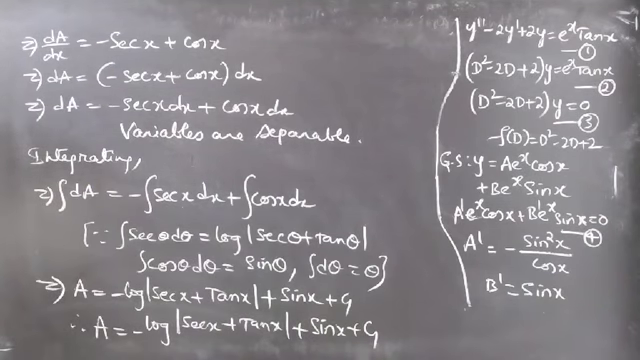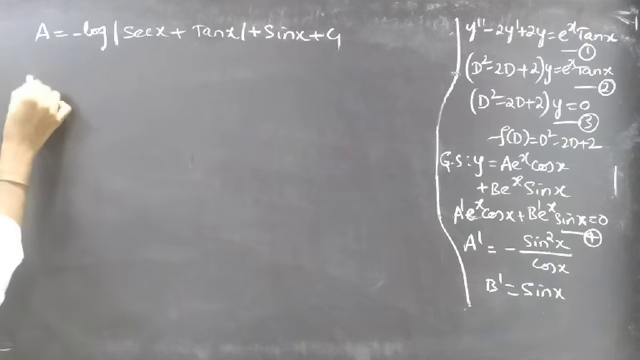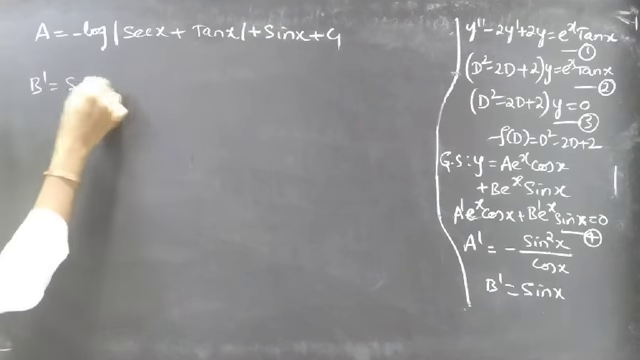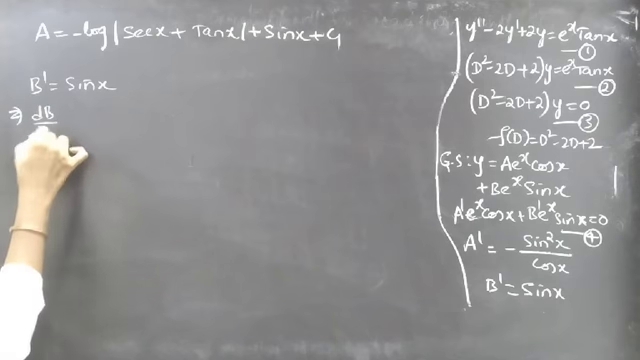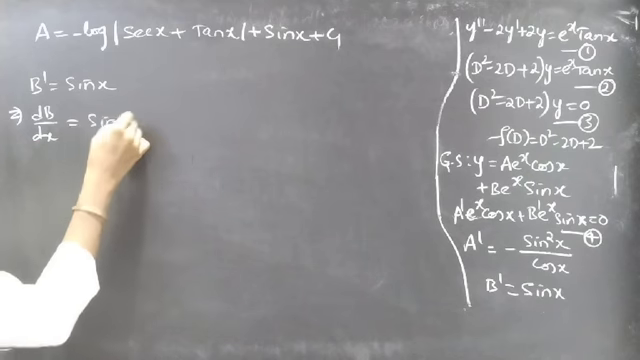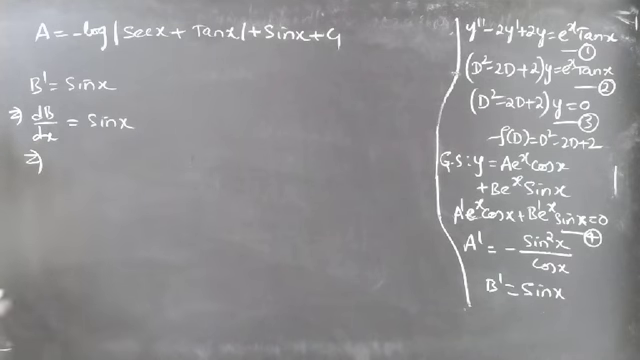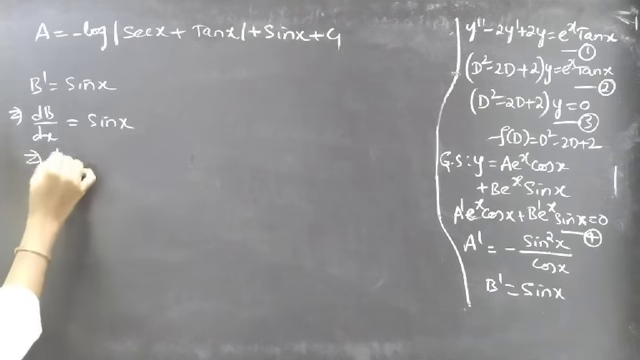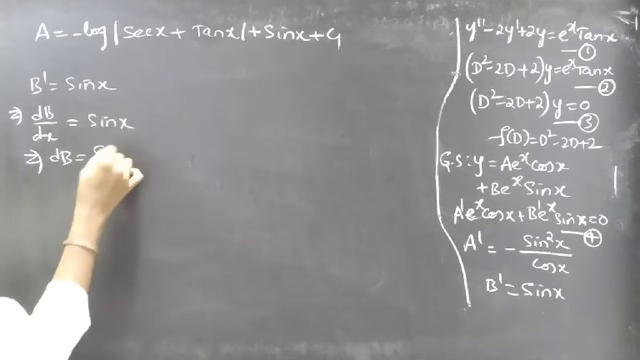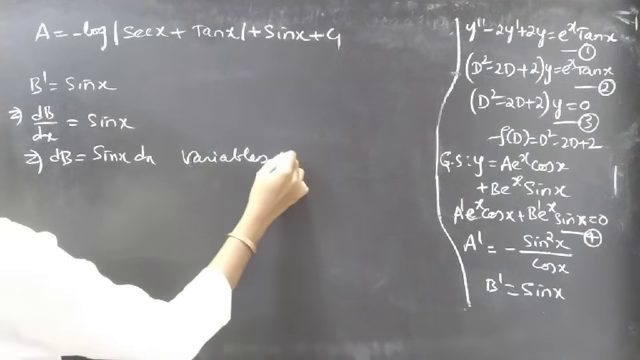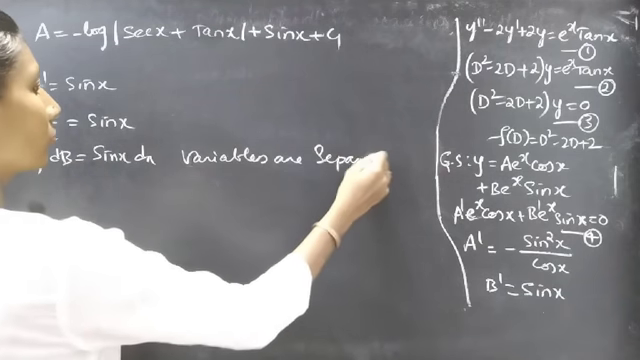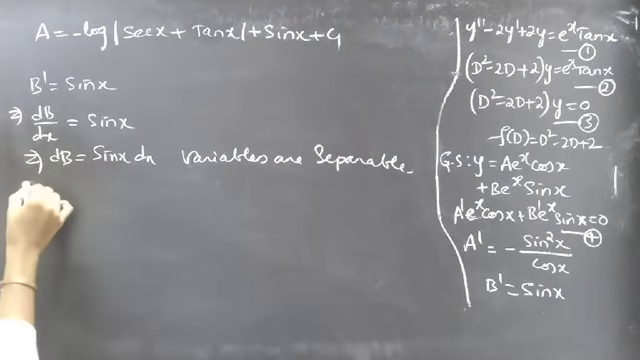Let's now find b using b dash equals to sin x. We have b dash equals to sin x. We can write b dash as derivative of b with respect to x. Now separate the variables. In order to separate the variables, let's take the differential dx to RHS, then we'll get db equal to sin x dx. Here the variables are separable, so let's perform integration.